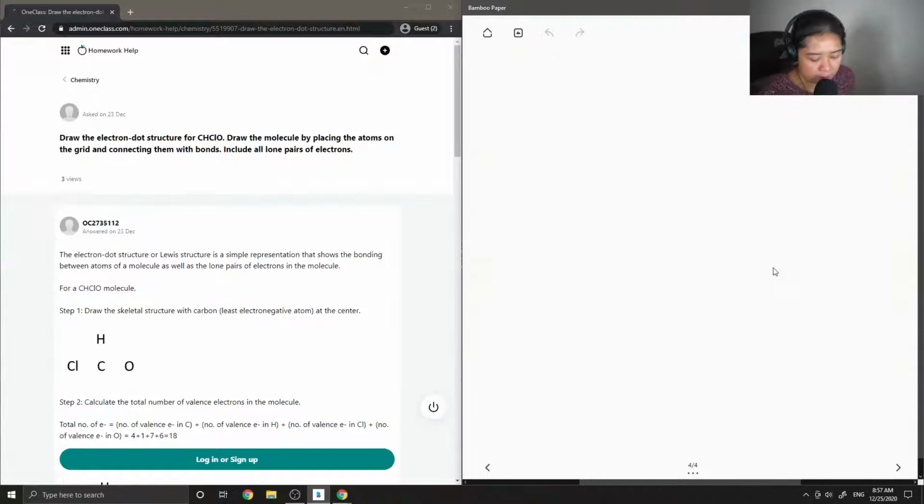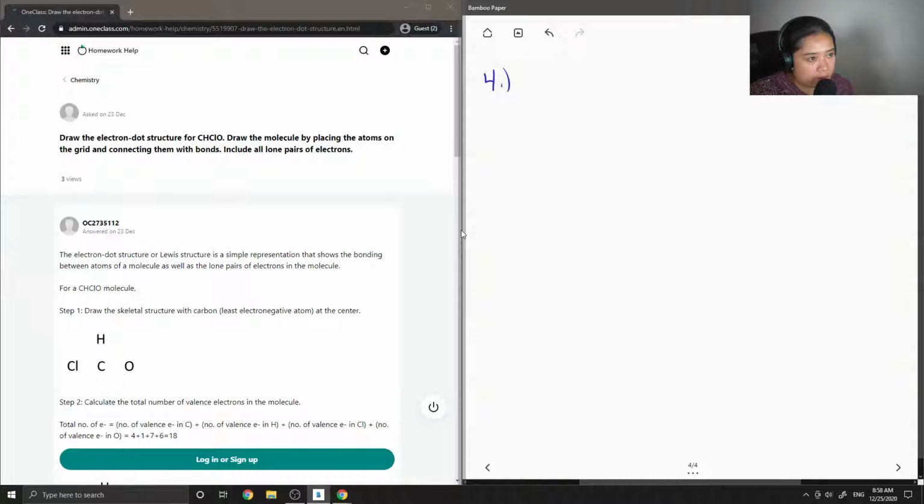Okay, so question number 4. Draw the electron dot structure of CHClO. Draw the molecule by placing the atoms on the grid and connecting them with bonds. Include all lone pairs of electrons.